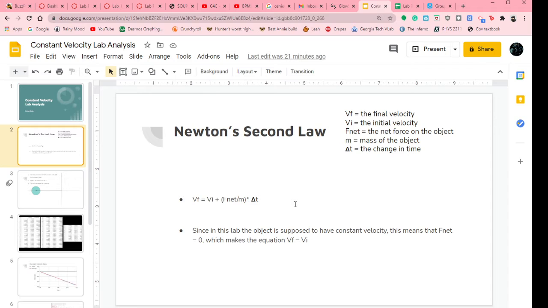Since this lab assumes constant velocity, this means that F net equals 0, which negates the second half of the equation and leaves us with Vf equals Vi, or velocity final equals velocity initial.